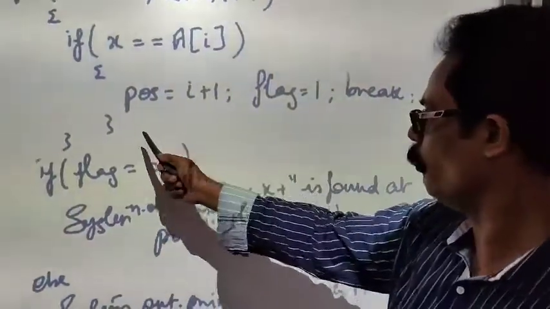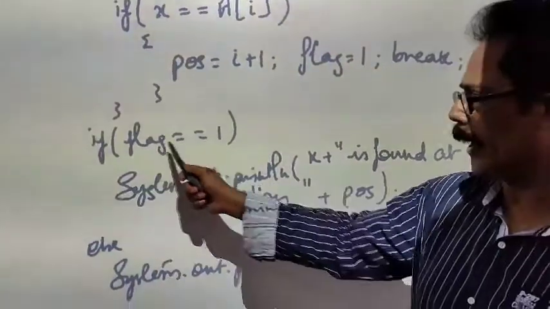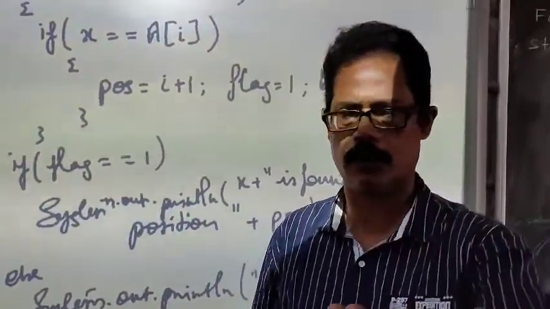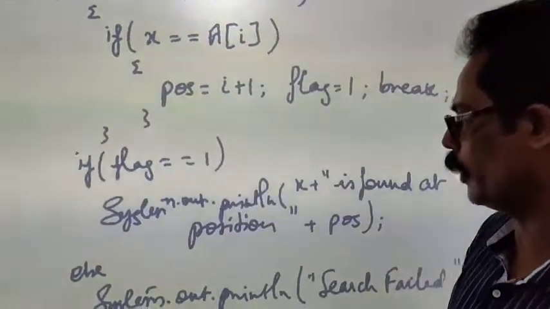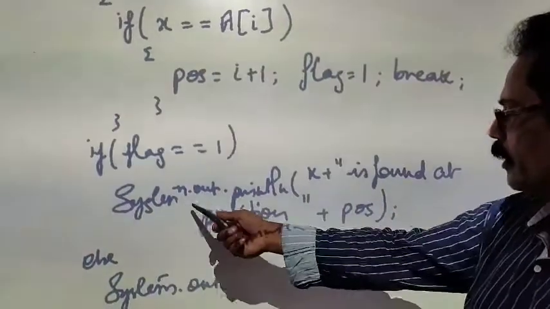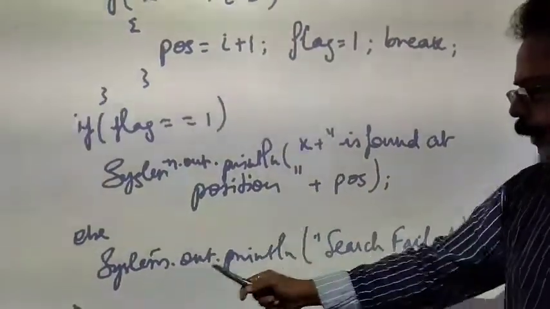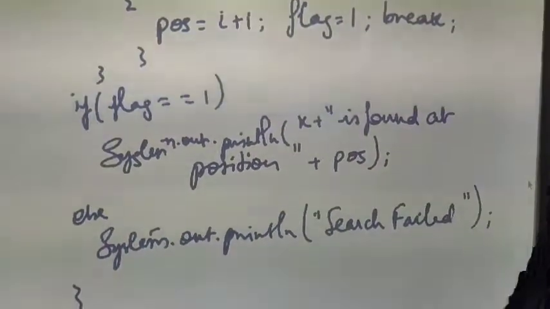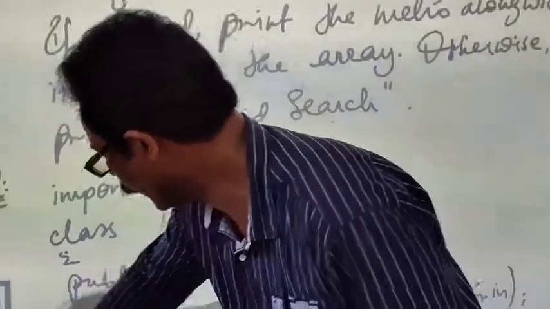Break from the loop. So the moment you write break over here, it breaks out from the loop and checks if flag equals 1. As I said, flag is a status variable. If it is 1, that shows that we have already found the value in the array. So if flag equals 1, the system will print x is found at position pos. Otherwise, the system will print search failed. So this is one of the questions. Let's move on to the next one.